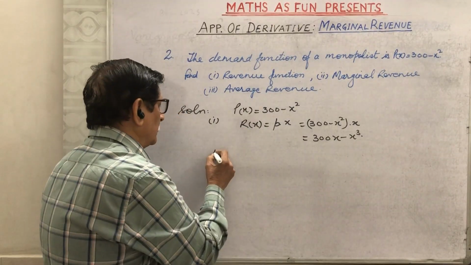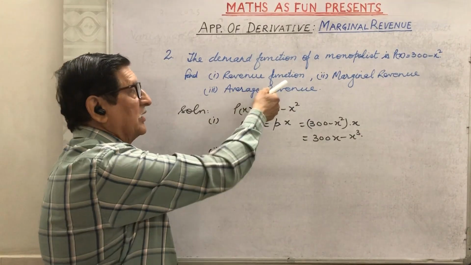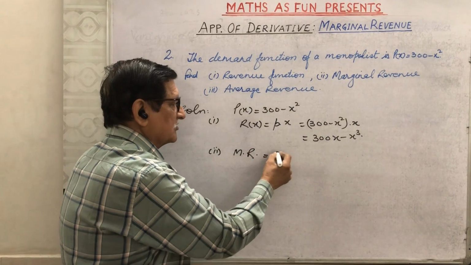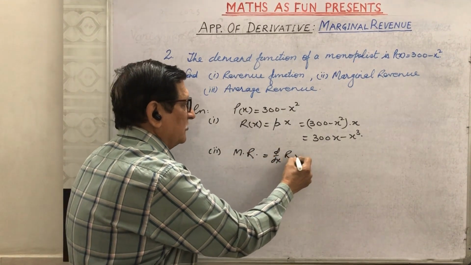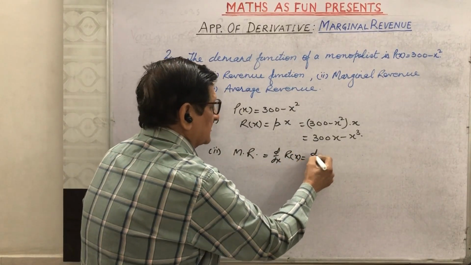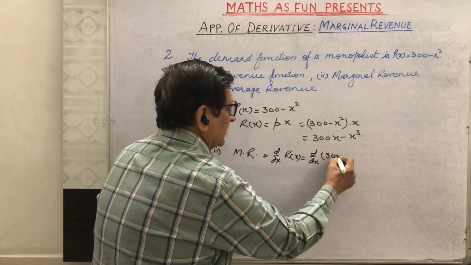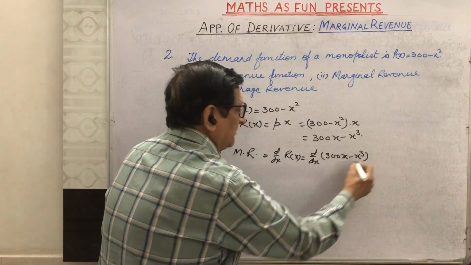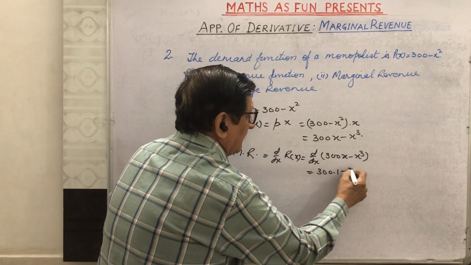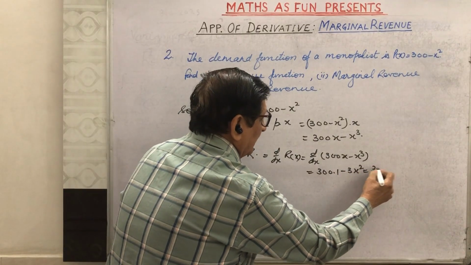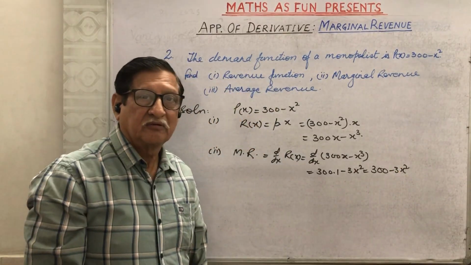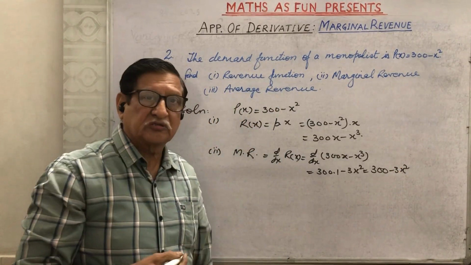Now we have to find the marginal revenue. We know that marginal revenue is d/dx of the revenue function R(x). So we find the derivative of 300x - x^3. This gives us 300 into 1 - 3x^2, or 300 - 3x^2. This is the marginal revenue function.